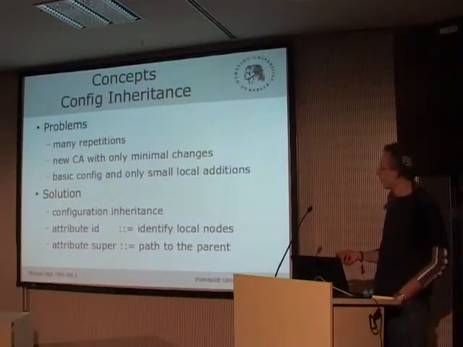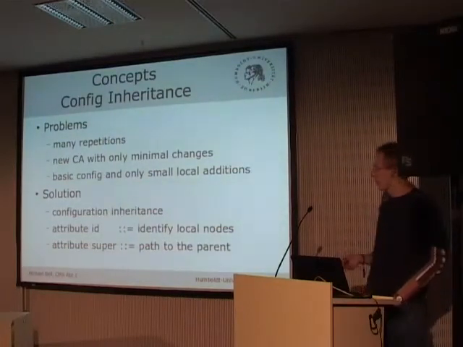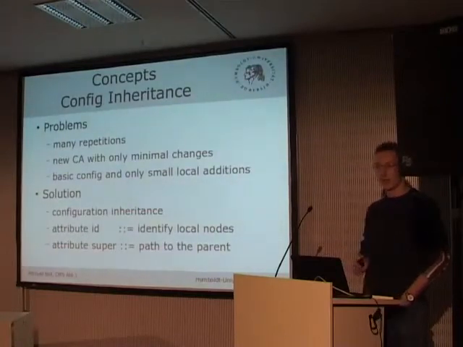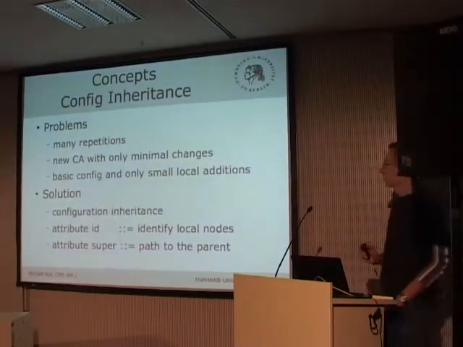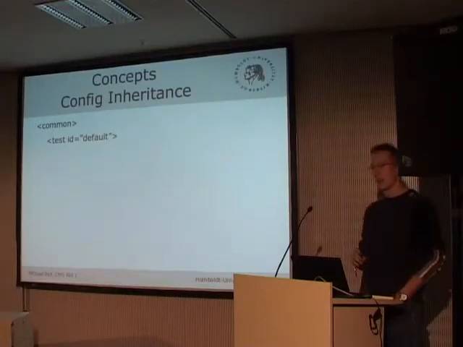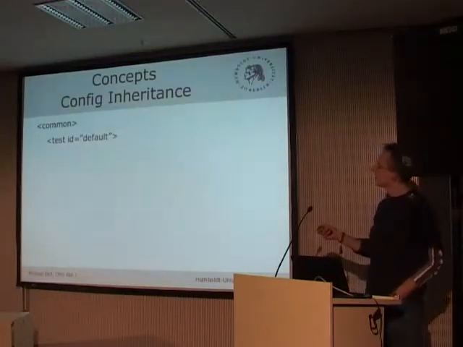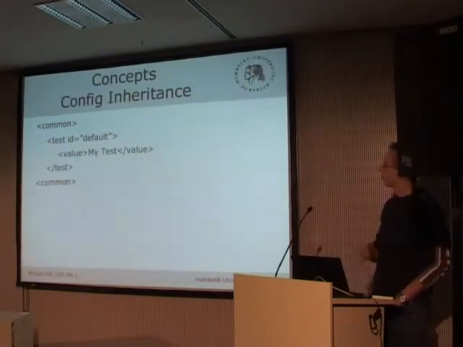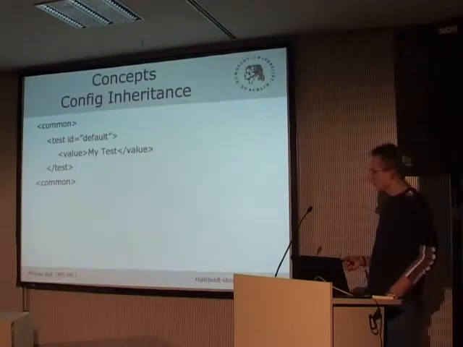We only use this name because the attribute was never used by another part of the software. And this is the path to the parent. It sounds a little bit difficult, but it's really easy to use. How it looks in practice: you have a configuration, in this case called the common configuration, and you have a part of the configuration which is called test. The idea of this part of the configuration is default. So what is present here is only a value called myTest.